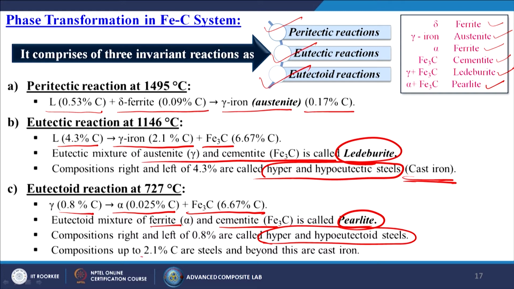Compositions up to 2.1% C are steels and beyond these are cast iron. So, simply by the presence of carbon with temperature, we can get different materials like stainless steel, cast iron, mild steel. So, this can be achievable. Now, we are going into the details about the microstructures.